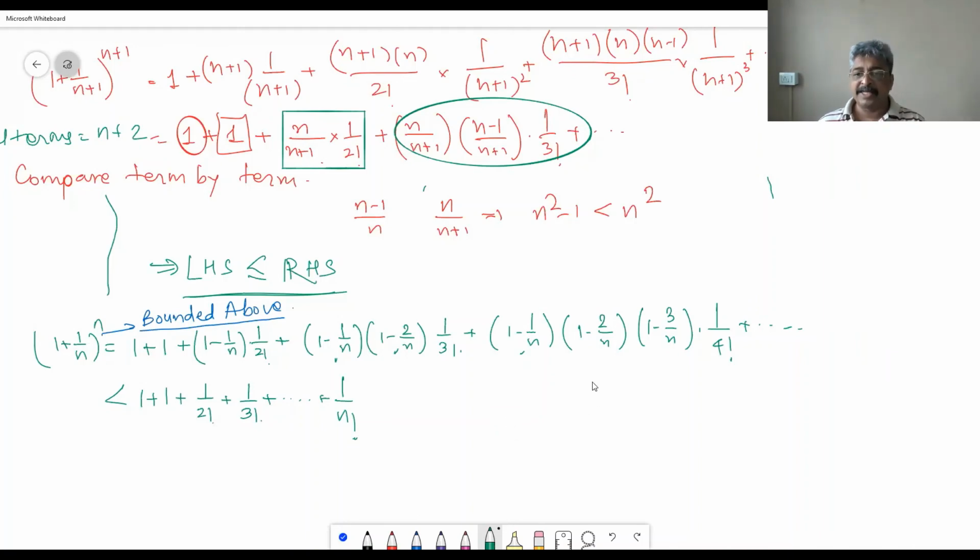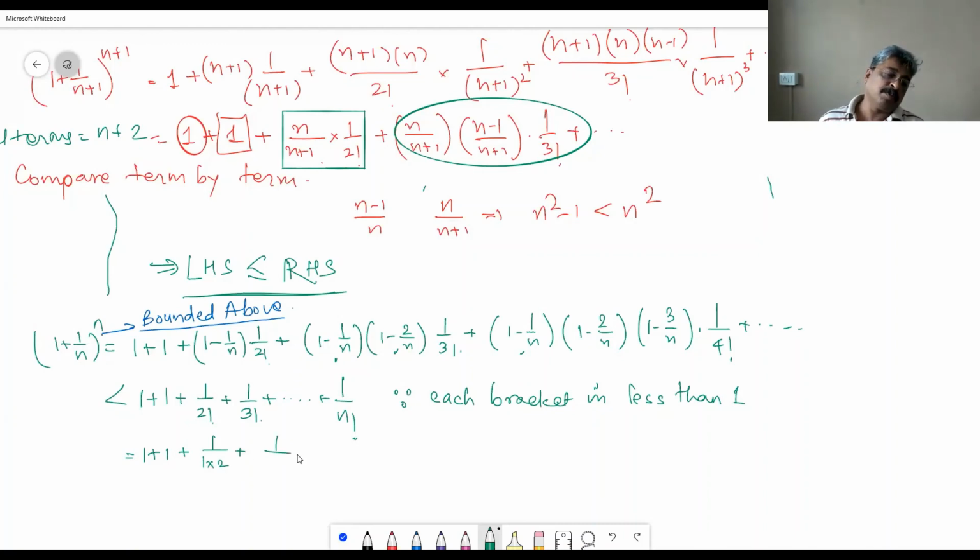Each bracket is less than 1. So suppose I assume each bracket to be equal to 1, I get this. Okay. Now let us look at this. 1 plus 2 factorial, this is equal to 1 plus 1 upon 1 into 2 plus 1 upon 1 into 2 into 3 plus 1 upon 1 into 2 into 3 into 4 plus dot dot.